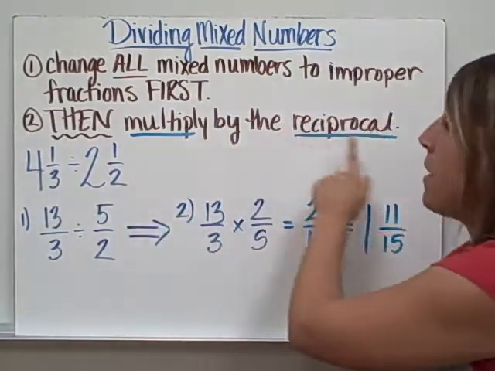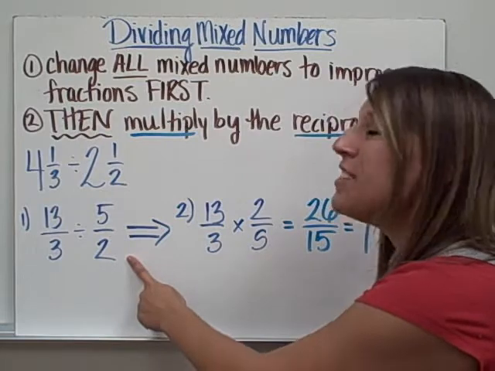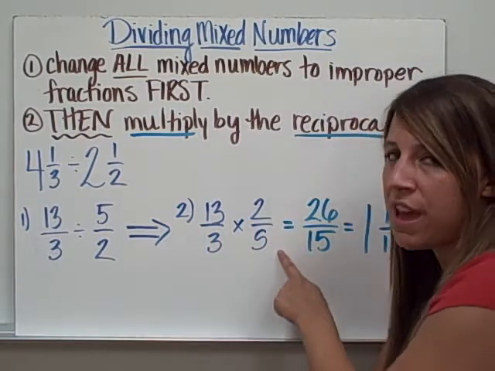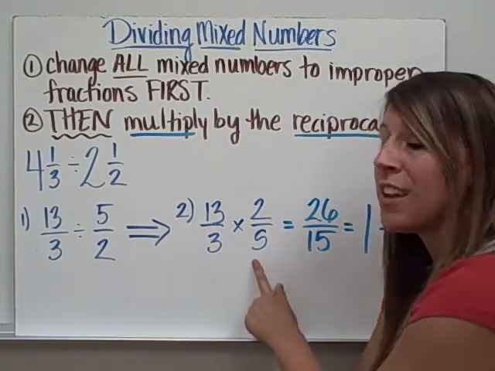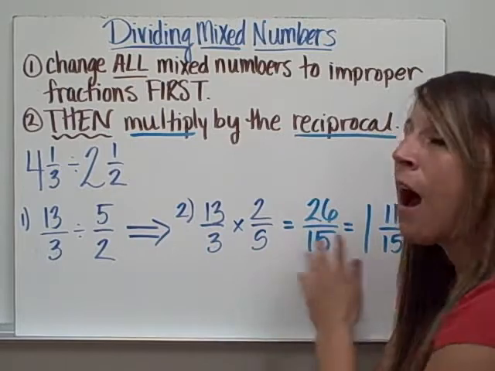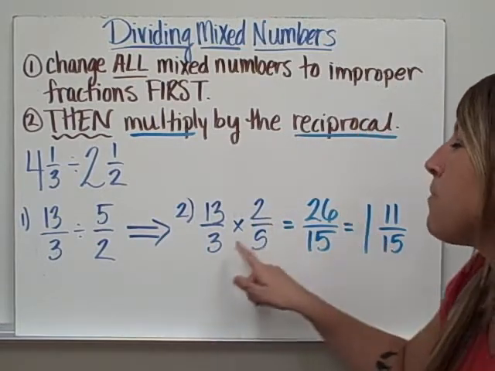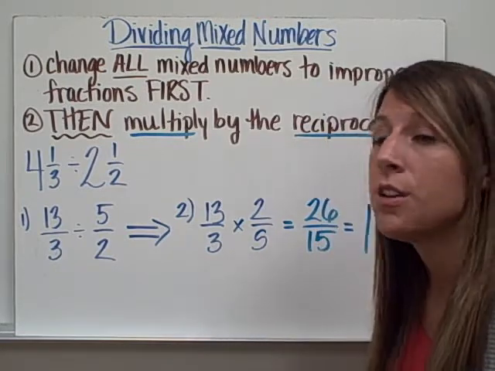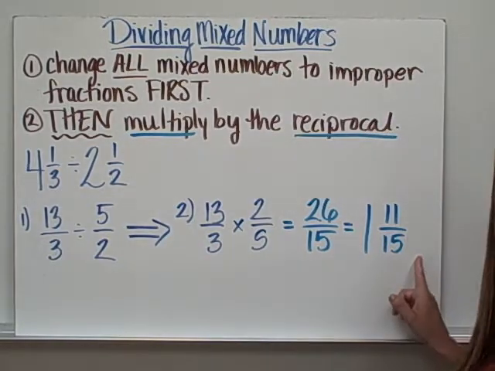Then multiply by the reciprocal. So I'm going to take 13/3 divided by 5/2 and change that to 13/3 times 2/5. I changed my division to multiplication, and I changed my second number to its reciprocal. Now I can do my multiplication. 13 times 2 is 26. 3 times 5 is 15. And if I wanted to change that to a mixed number, I would divide 26 by 15 to get 1 11/15.